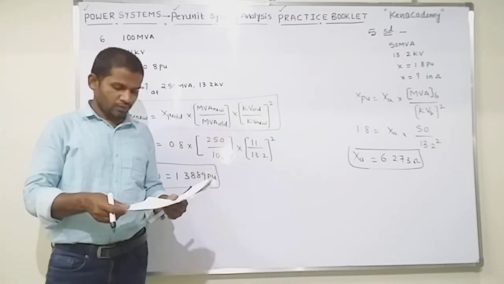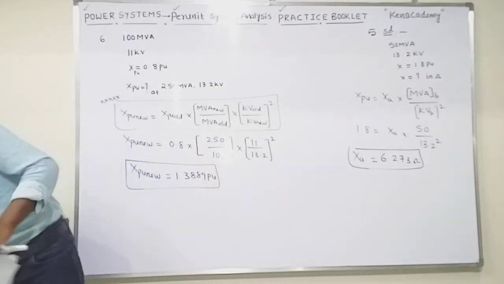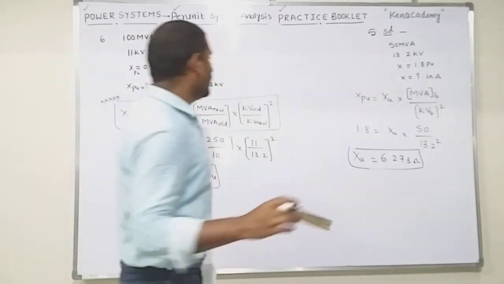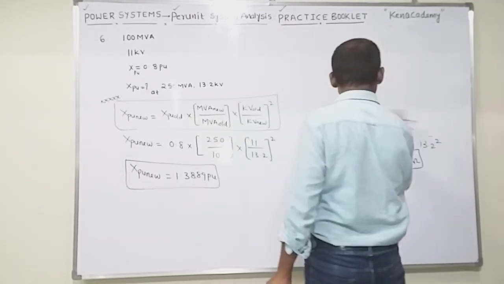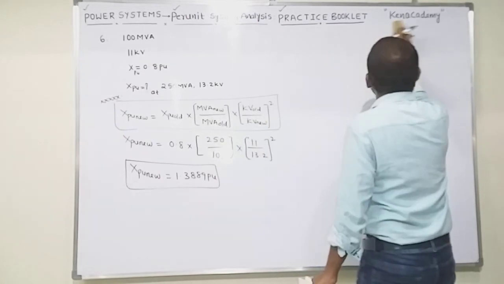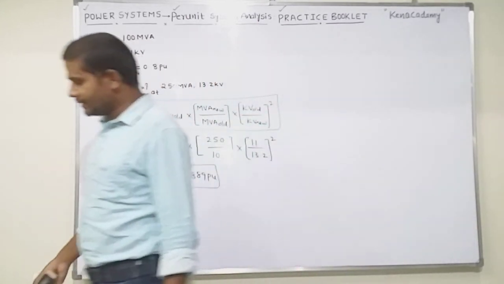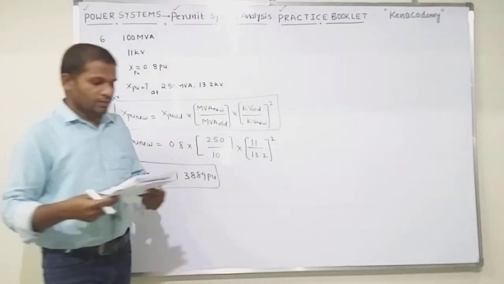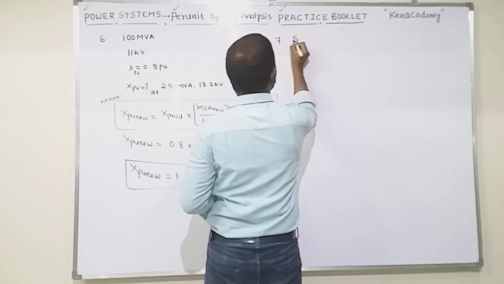Understand? Now see, students, question number 7. Please take the booklet from the previous video. From the previous lecture, collect the booklet and follow those questions and see the solutions. Students, see question number 7. I am explaining the solution.